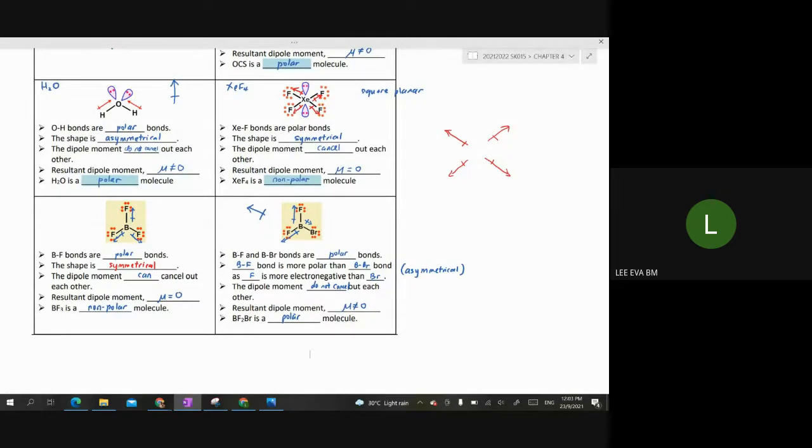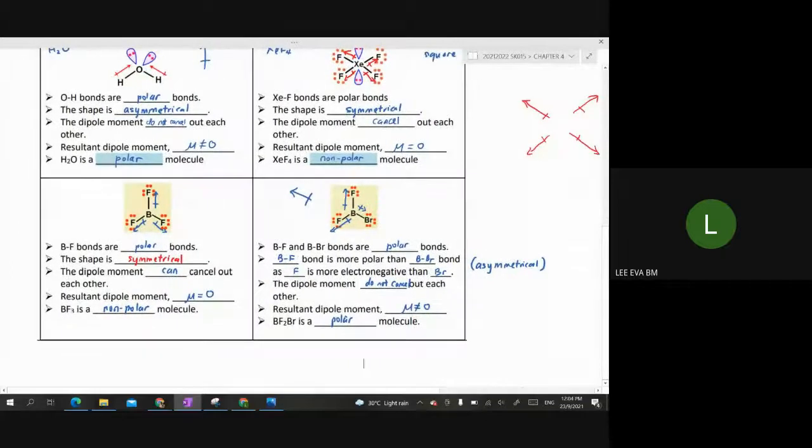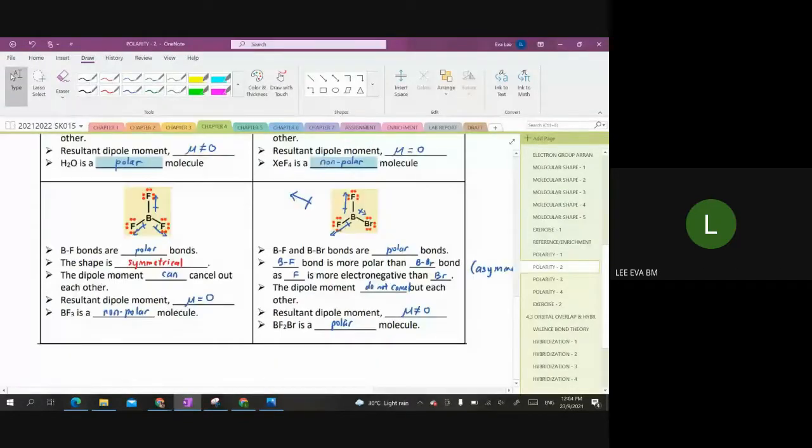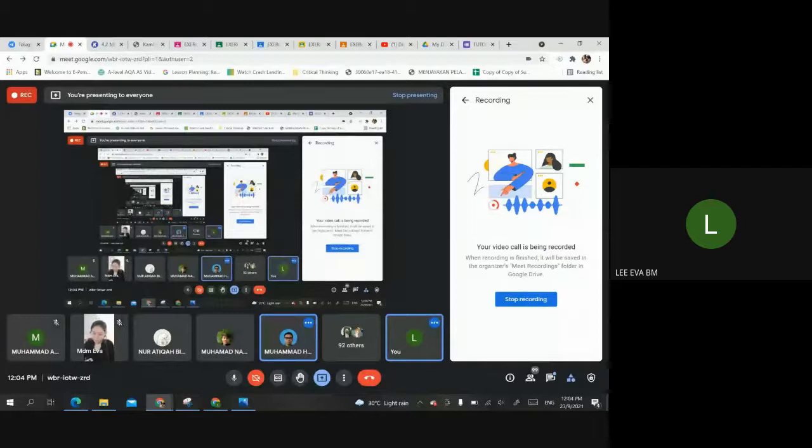Okay. Madam, so for the template of which we need to write the Lewis structure, molecular geometry and such, the earlier ones. For the polarities section. Okay, madam show, yeah? Madam show. Oh, alright. Wait, madam show one of the example.